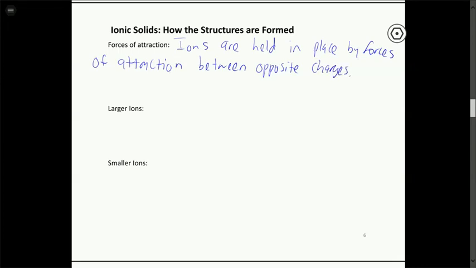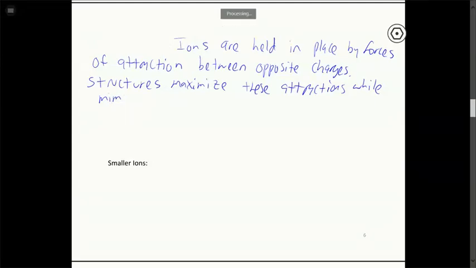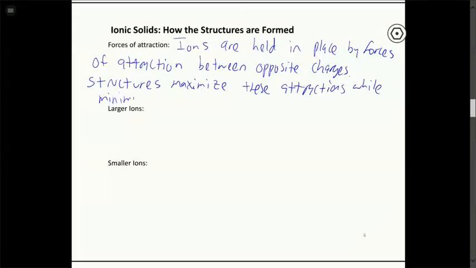And the structure that we observe for an ionic compound is the one that's going to maximize the attractive interactions. So the ions are going to arrange themselves in such a way that the attractive interactions between positive and negative charges are maximized, while also minimizing the repulsive interactions. If you bring the ions too close together, the negative charges are going to start repelling each other, and the positive charges are going to start repelling each other. So you have this balancing effect of maximizing attractions and minimizing repulsions. Anytime we form an ionic structure, that's going to be the idea.